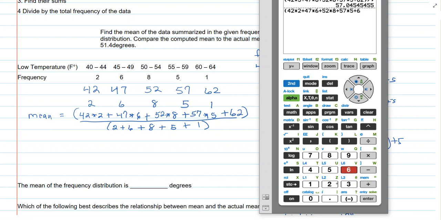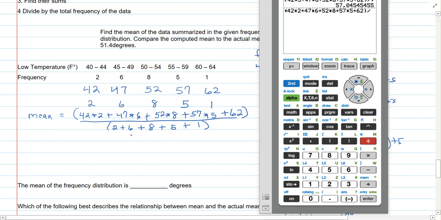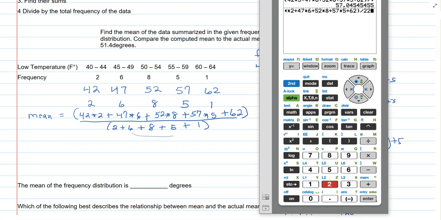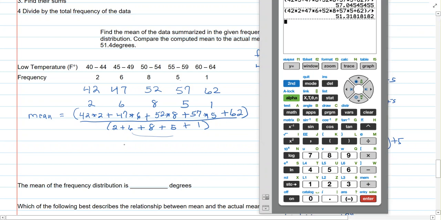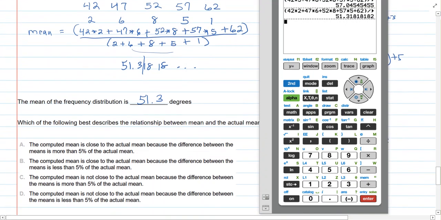Plus 62 divided by, and then this one I'm just going to add 10, 21, 22. I'm going to take a shortcut and do 22. Bam, there you go. We always talk about garbage in, garbage out. So we have this long decimal, a repeating decimal to be exact, but we want at least one decimal place. So it is 51 and 3/10 degrees.